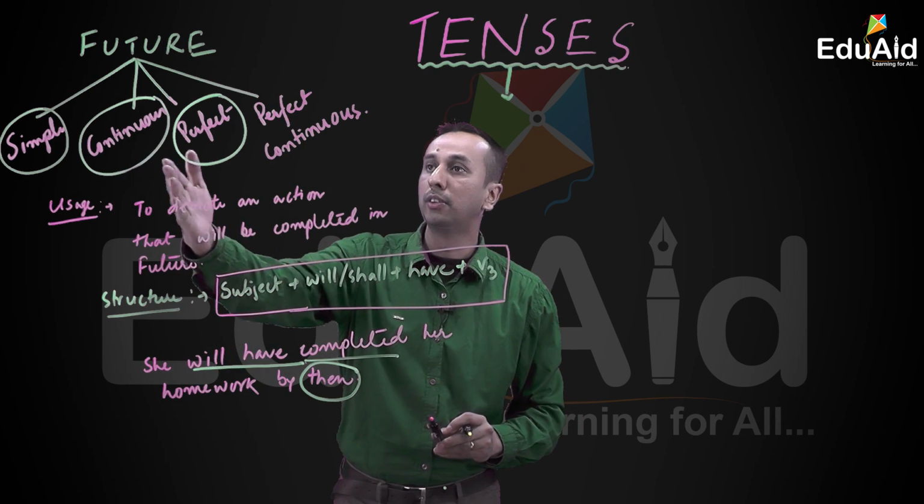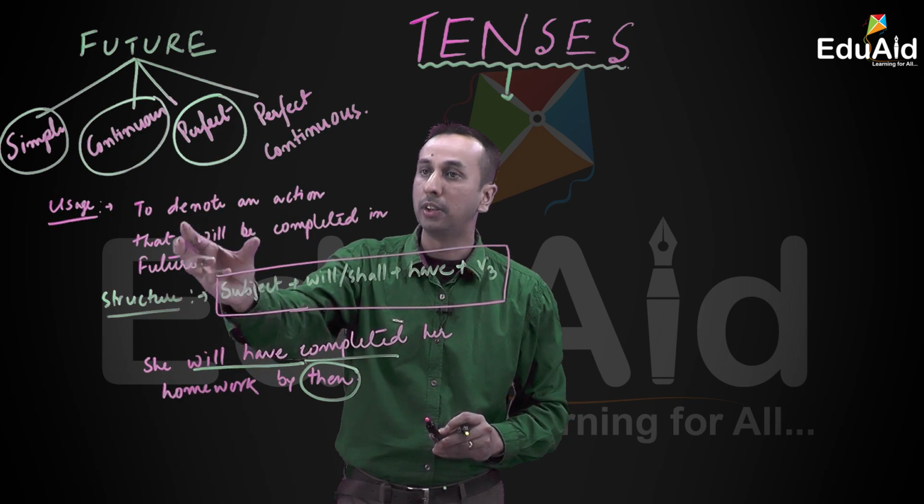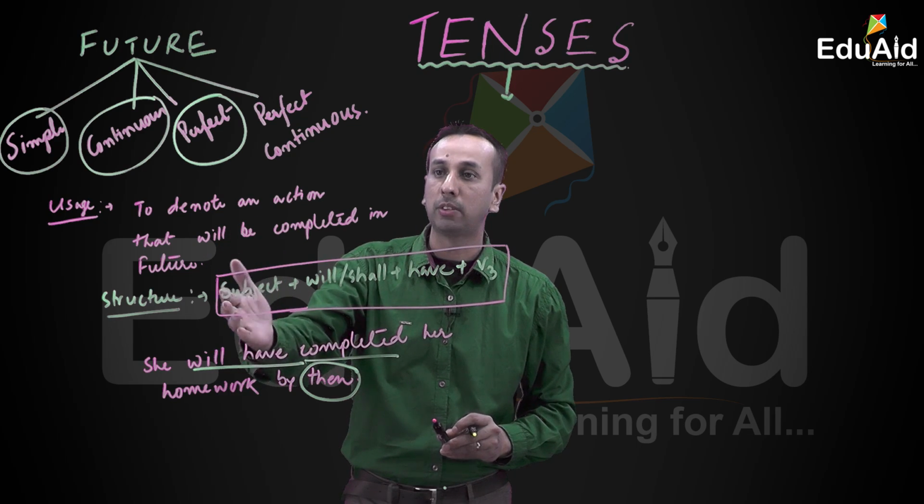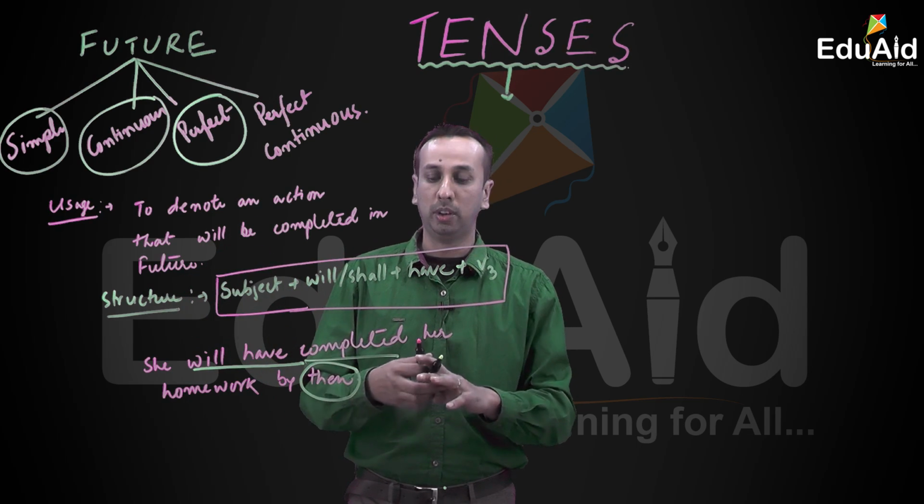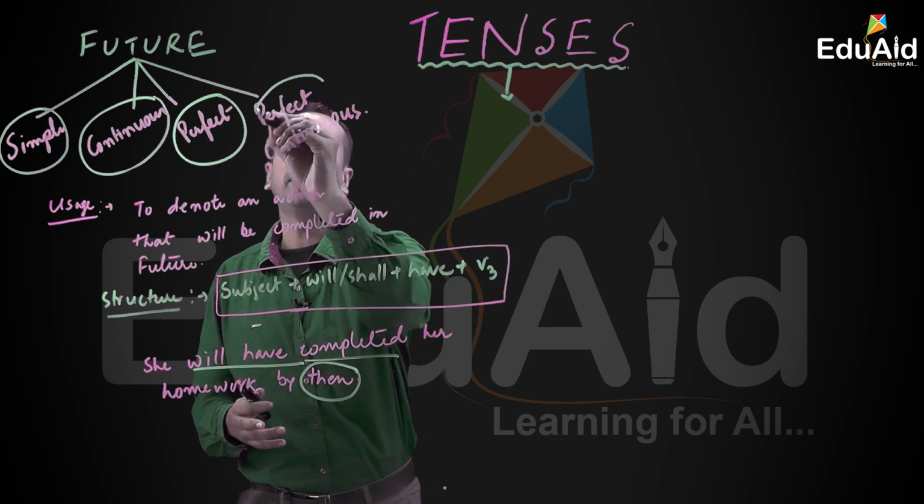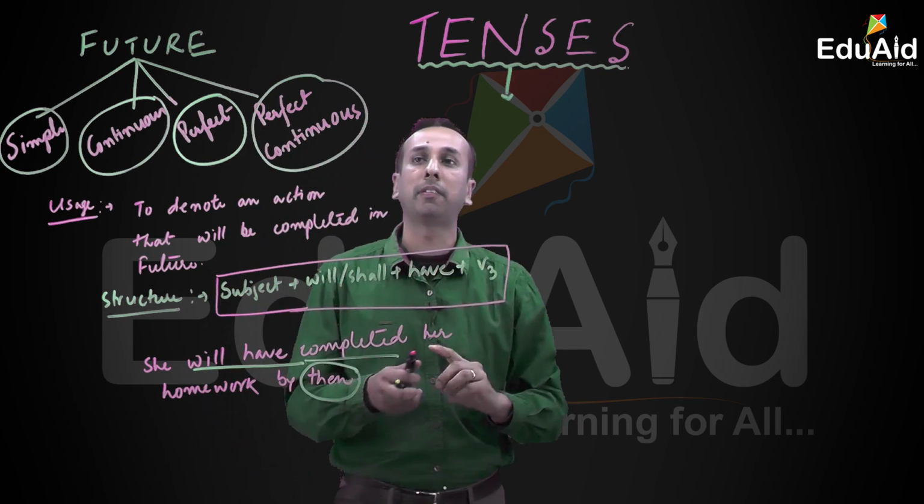So that is the use of future perfect tense. It denotes an action that will be completed in future. Now let's come to future perfect continuous or future perfect progressive tense.